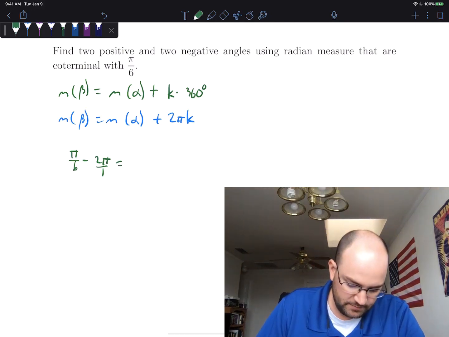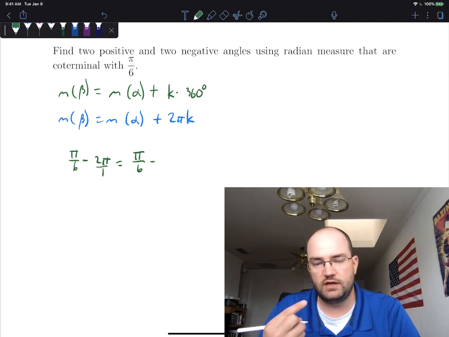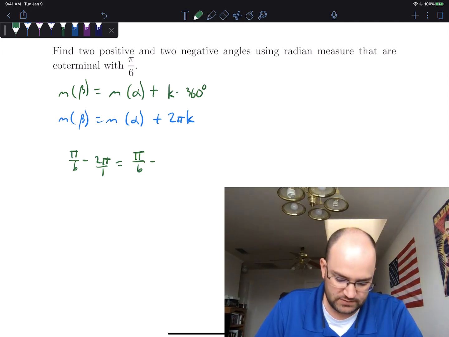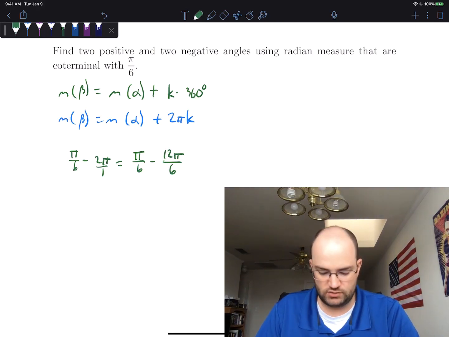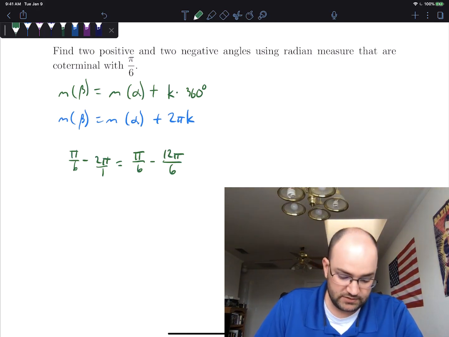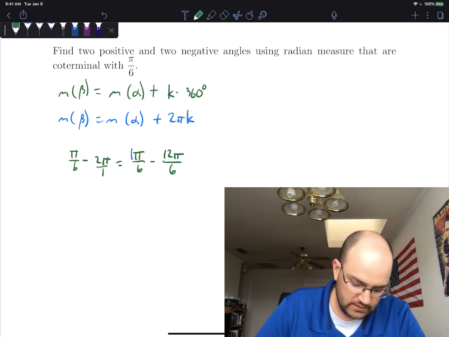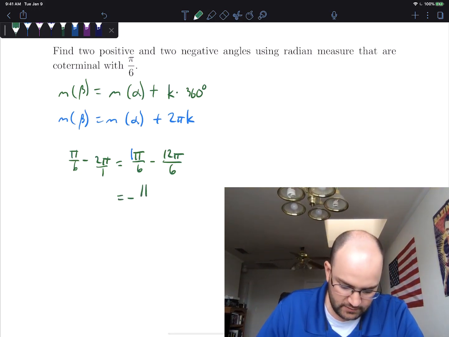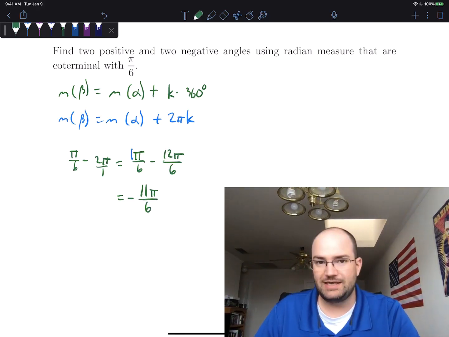So I would want this to become pi over 6 minus, multiply the top and bottom of 2 pi over 1 by 6. So 2 times 6 is 12, and 1 times 6 is 6. So this is really just pi over 6 minus 12 pi over 6. Now to do this, just do the coefficients. 1 pi minus 12 pi, in other words, 1 minus 12 is negative 11, and then just throw in the pi. You would simplify if you could, but you can't. Okay, so that's one coterminal angle.